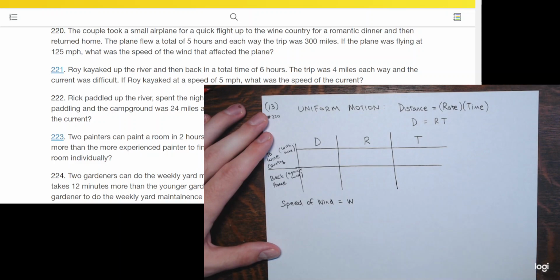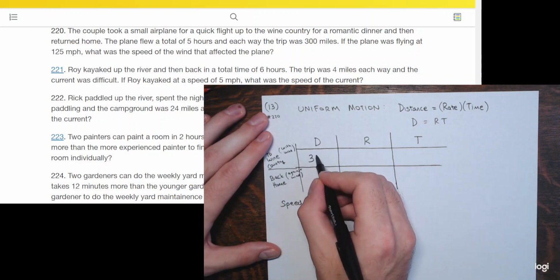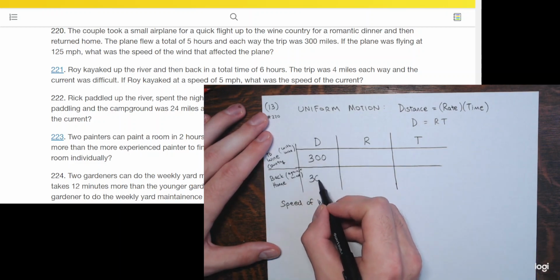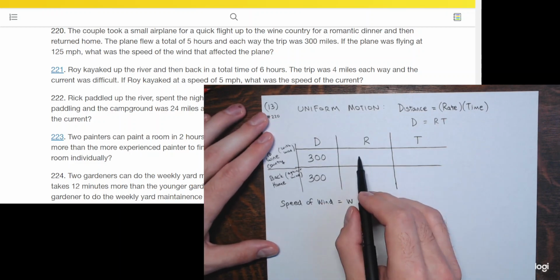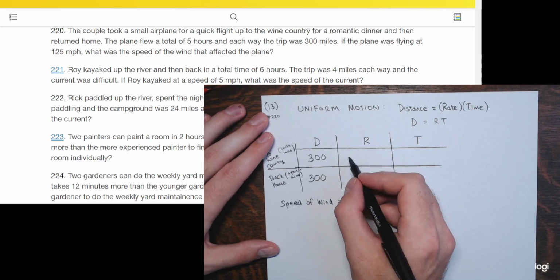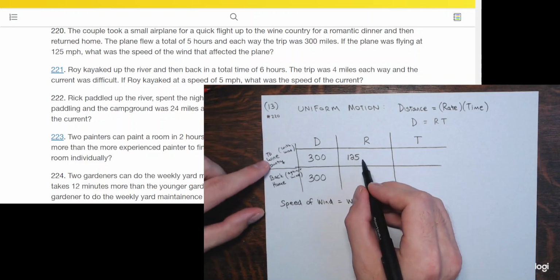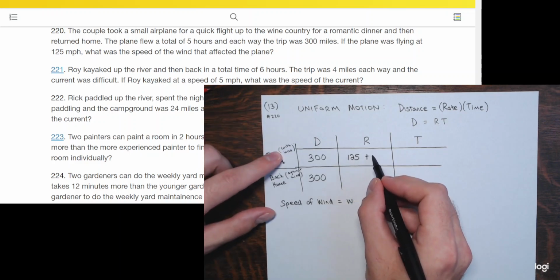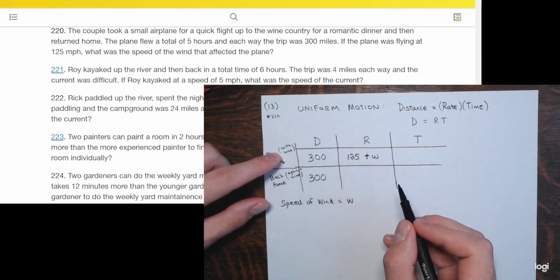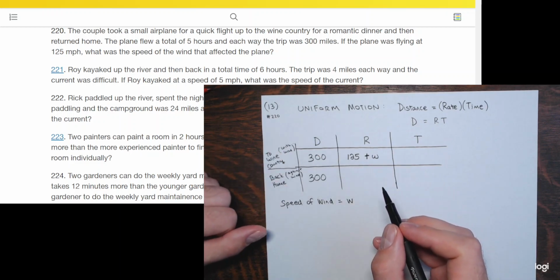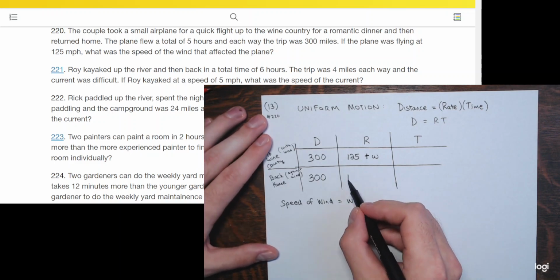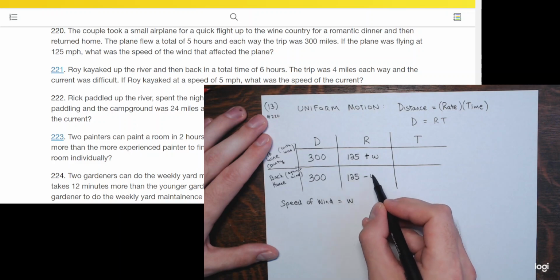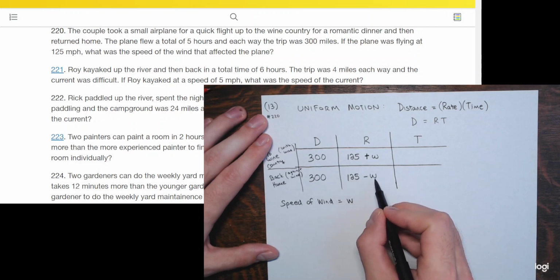Alright, now the distance traveled in both trips was 300 miles. So I'm going to put 300 in both of these. The rate of speed, now they said the plane traveled 125 miles per hour, but to wine country was with the wind, so plus W. Again, I just picked one to be with the wind and one to be against the wind. It doesn't matter. And then on the way back, 125 minus W, right? Speed of the plane minus the speed of the wind. We're being slowed down.